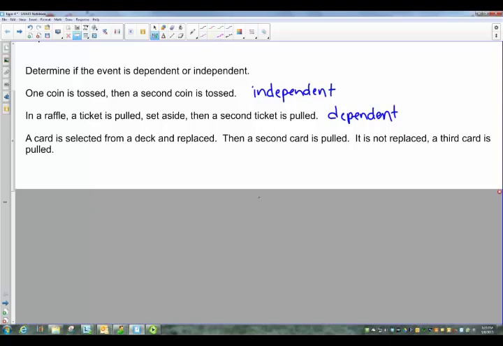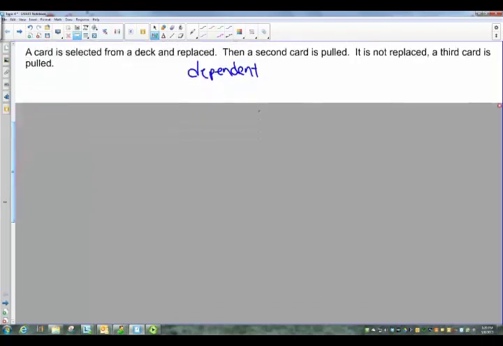All right, now let's take this two at a time. So a card is selected from a deck and then it's replaced. Then a second card is pulled. Well, when that second card is pulled, that's independent because you still have the total number of cards there. But when you take that second card out and it's not replaced, and then you draw that third card, that is dependent upon that second pull, so this one is a dependent. Okay, so this one actually has both depending on how far you take the problem. All right, so hopefully that idea makes some sense.